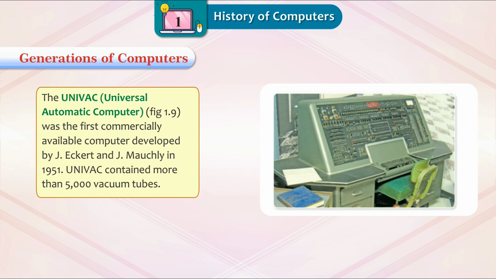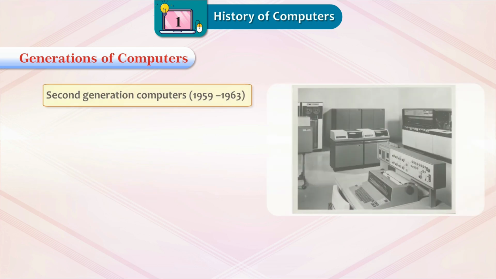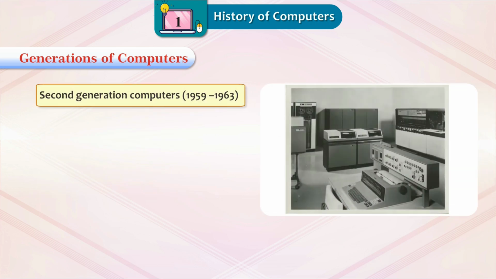UNIVAC contained more than 5,000 vacuum tubes. Second generation computers, 1959 to 1963.